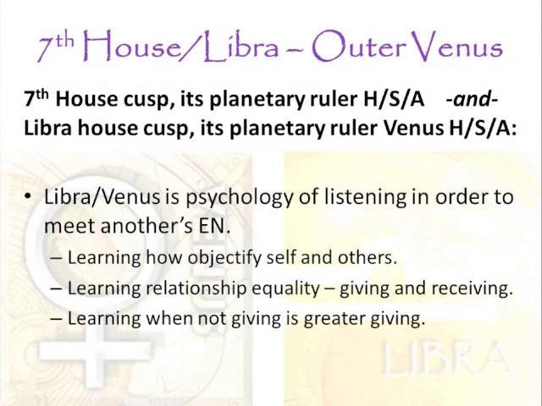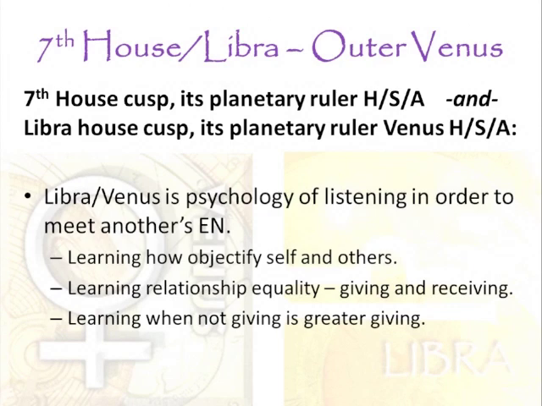And here's a real biggie for the seventh house cusp and the outer side of Venus. Learning when to give and when not to give. And when not giving is the greater giving. When not giving in just learning how to step back and allow the partner to do it for themselves versus control. So the goal is that relationship equality when we're listening.